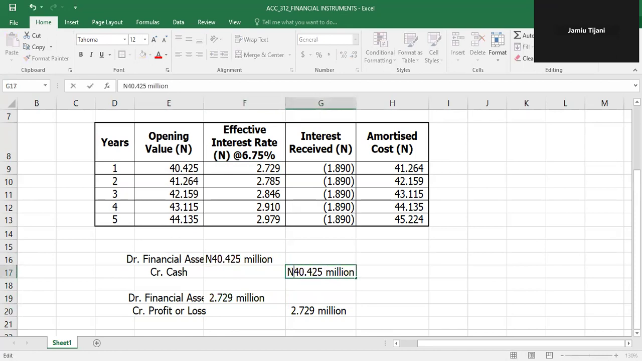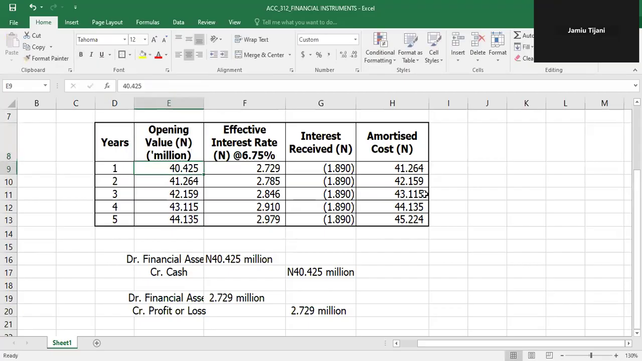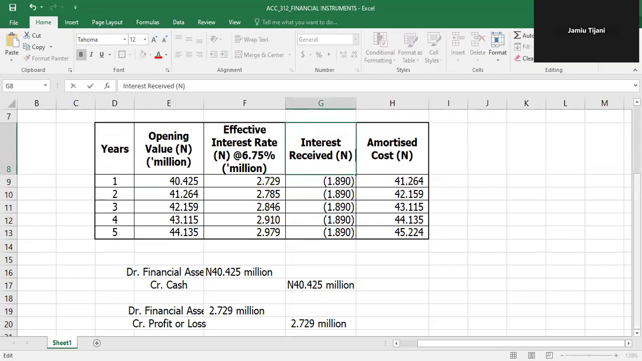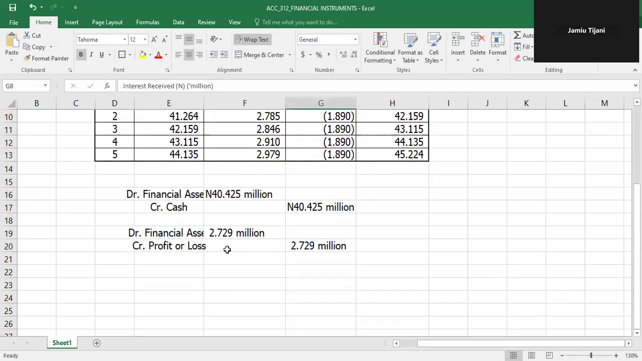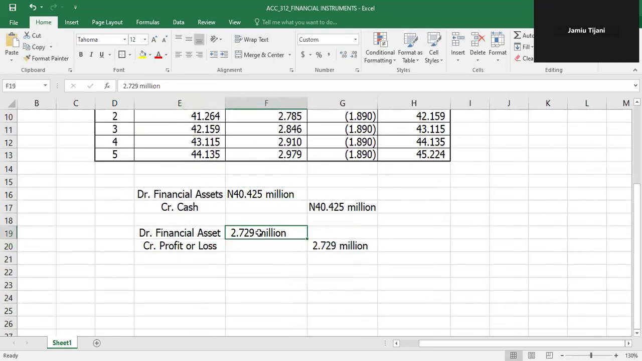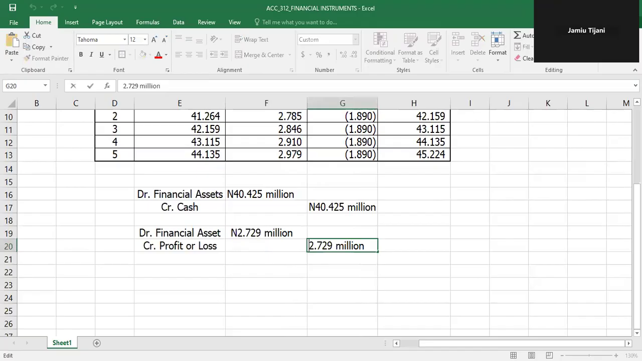And be mindful also of what you have solved there: all the figures you have here are in what? They're in million naira. Don't make that mistake, I beg you. If you make that mistake, it may be an unforgivable mistake. So you come here, and here, and here, so that it can be consistent. You can see it's in naira, in naira, in naira. So that's the accounting entry.